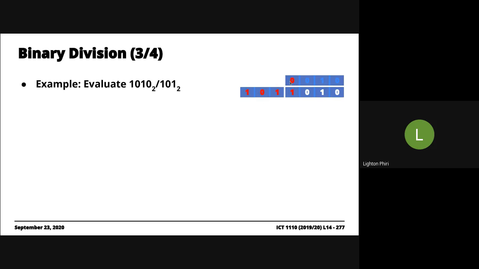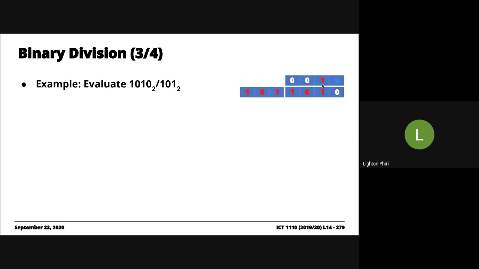So 1 into 1 is 0, right? We come here, 101 into 10 is still going to be 0 because 10 is less than 101, right? So it's still going to be 0. And then we have 101 into 101.